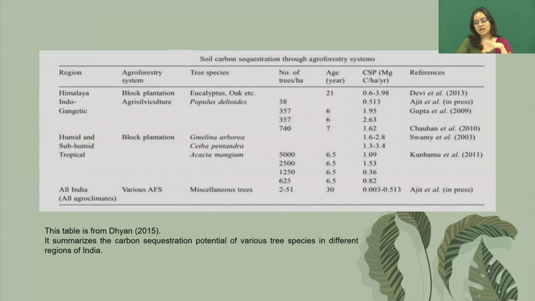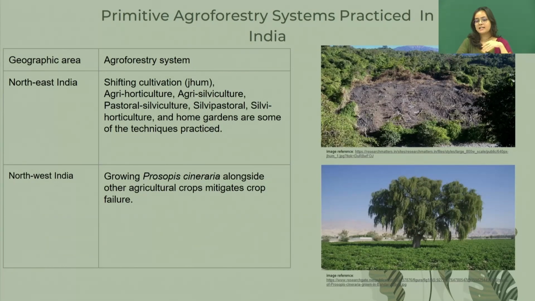This table from Dhyani 2015 summarizes the carbon sequestration potential of various tree species in different regions of our country. For example, in the Himalayas, block plantation is usually practiced with the help of eucalyptus and oak and has a CSP of 0.6 to 3.98 mg carbon per hectare per year. Let's discuss a few primitive agroforestry systems being practiced in India.